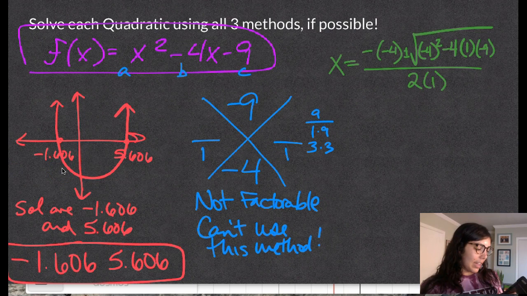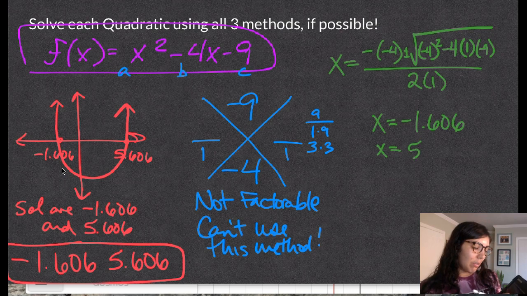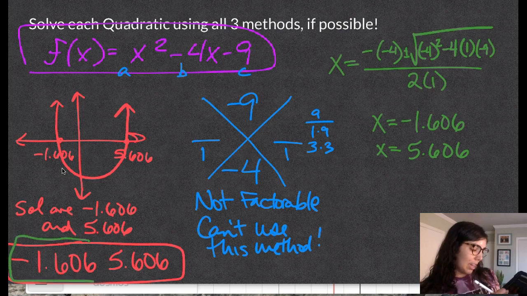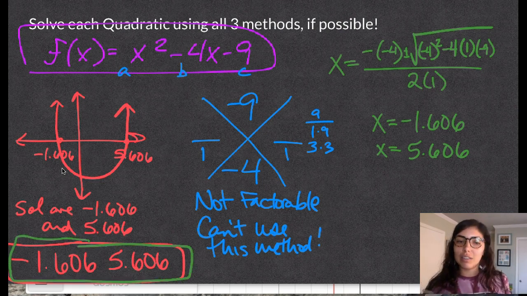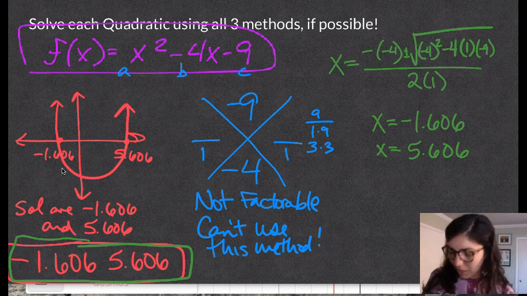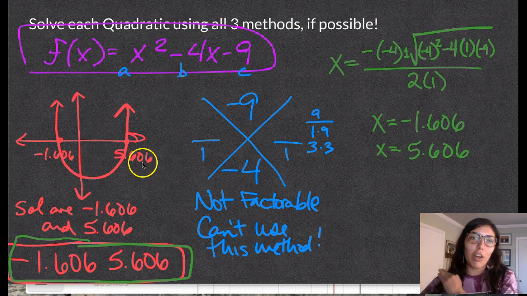So we would know that x is equal to, when I round to the nearest thousandth, negative 1.606, and x is equal to 5.606. So when I'm typing this into the online forms, just like with graphing, I would type negative 1.606 space 5.606. We can solve quadratics in many ways. We've learned 3 of the methods that we can use to solve a quadratic. You get to pick your favorite one and explore using all 3 this week.